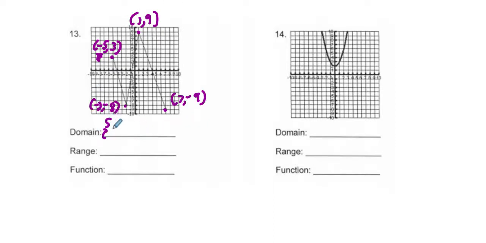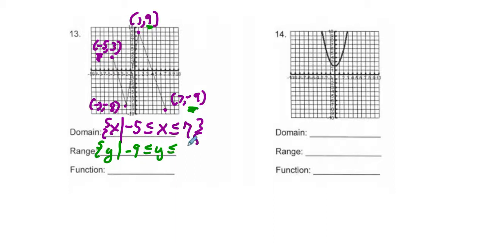So our domain is x such that, I ask myself, what's the smallest x value? What's the largest x value I have? And do I have any gaps in between? So x such that -5 is less than or equal to x, which is less than or equal to 7. Range, we look at the lowest down to highest up. So y such that -9 is less than or equal to y, which is less than or equal to 9. Now to figure out if it's a function, do the vertical line test, and it passed, so yes, it is a function.